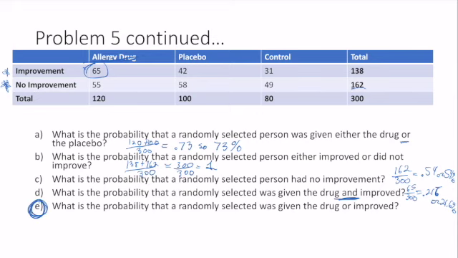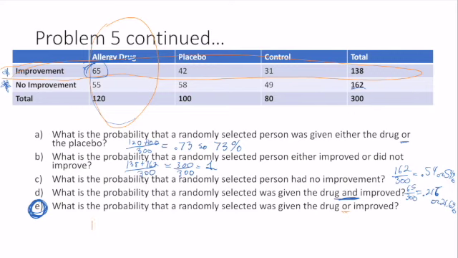Now, this last problem, this is the only one that ever trips people up, okay? So, I want to know the probability that a randomly selected person was given the drug or improved. So, that's this column right here. I should use something other than blue, shouldn't I? So, I want all the people in here.